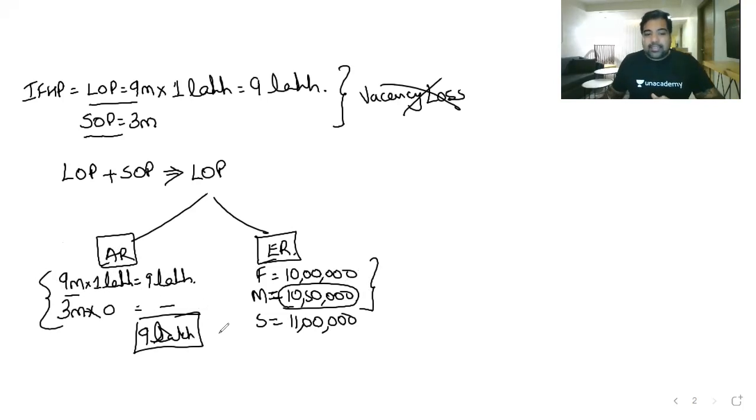This is 9 lakh, this is 10 lakh 50. AR is 9 lakh, ER is 10 lakh 50. So which one do you take? You take ER. So that becomes your GAV. So your GAV here is 10 lakh 50,000.